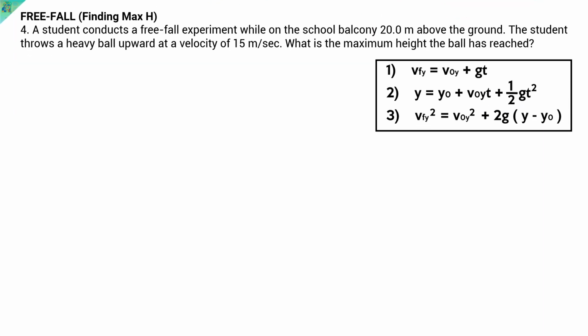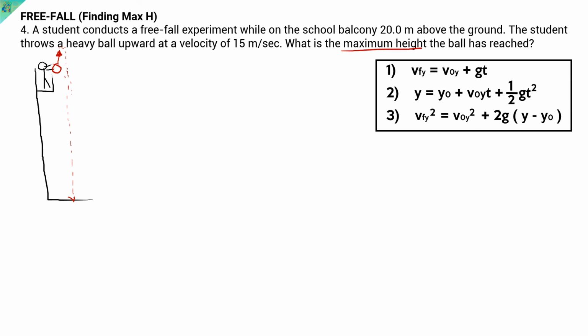Okay, so this is our final problem. We are now to search for the maximum height. We still have the same problem set as example number 3. Let's illustrate that. We have here the balcony. We have here the student that throws the ball upward, and it reached a certain height there before, of course, it should fall down due to gravity.